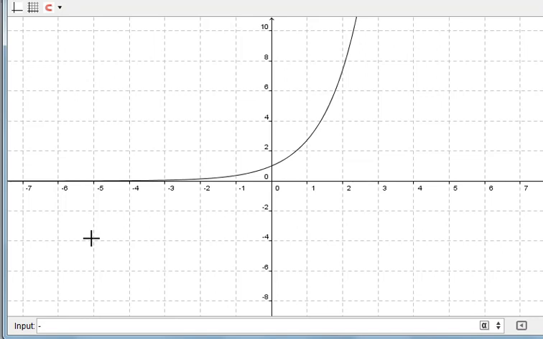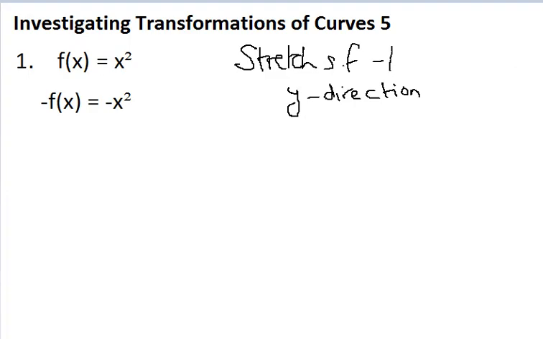So if I input the function minus f of x, so if I multiply by minus 1 outside, then hopefully this will be a reflection in the x-axis. If I press enter, as you can see, it has been a reflection in the x-axis. So if I go back onto Paint, then not only can I describe this transformation as a stretch of scale factor minus 1 in the y direction, but that's actually the same as a reflection in the x-axis.